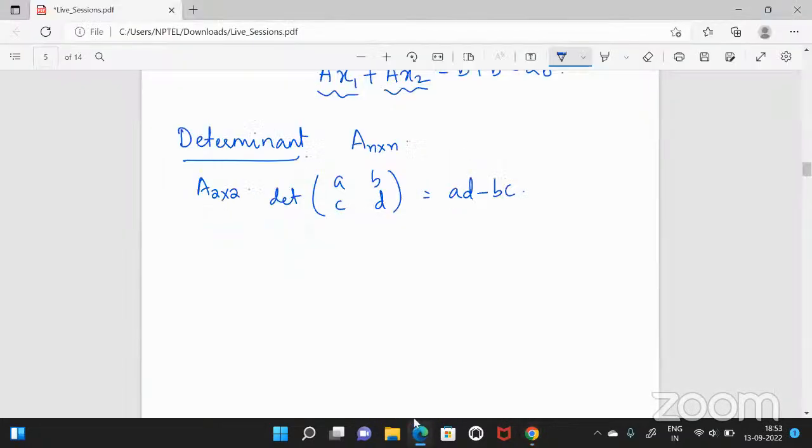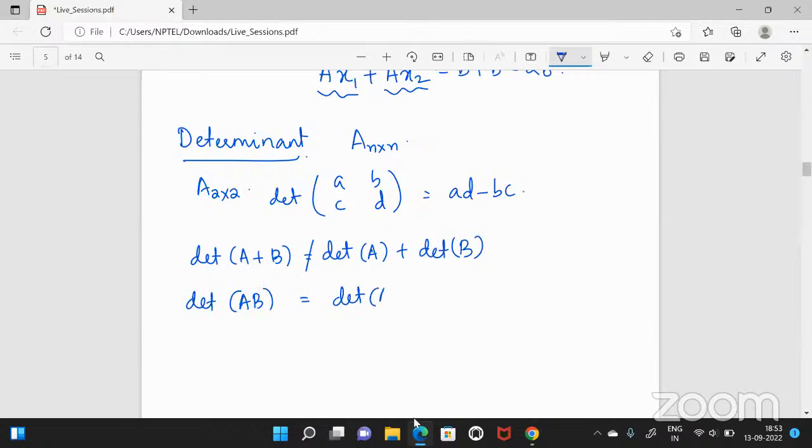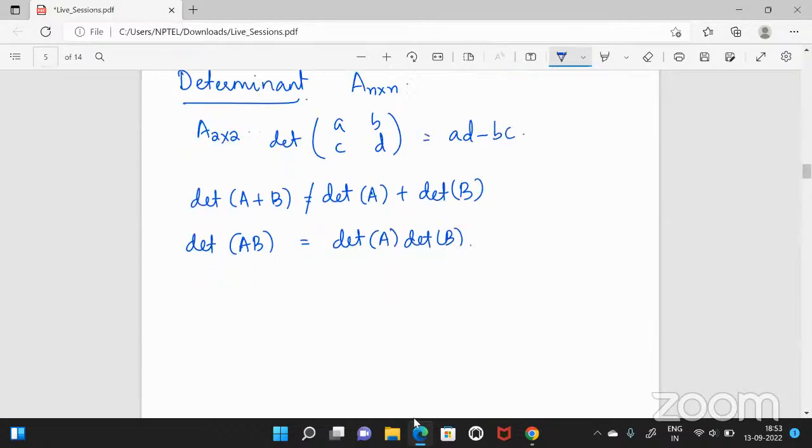What is there here? The properties of determinants. Can you tell, determinant of A plus B is equal to determinant of A plus determinant of B? No, ma'am, not always. So this is not always true. What about the product? Determinant of A into determinant of B. It's correct. So the product is true.